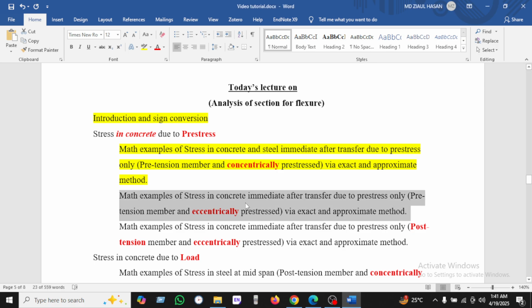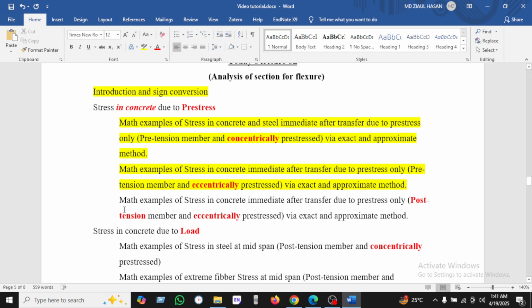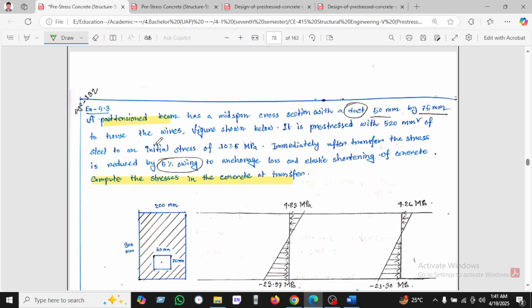So these are the completed. Now we'll see another math example of a steel or concrete member: immediate transformation, post tension, and eccentric. These are the post tension. So remember that this is the post tension. Okay, let's read the question first.